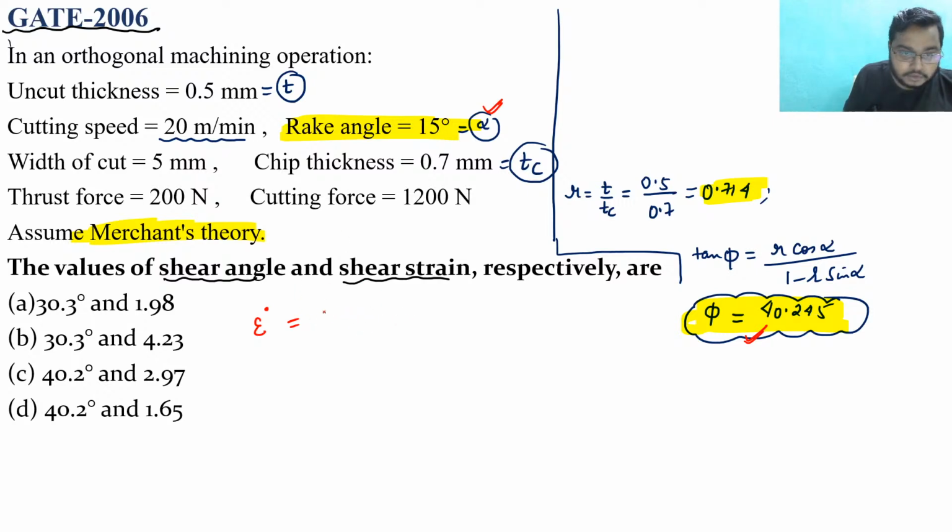Formula is cot phi plus tan phi minus alpha. Clear? So cot of phi, phi is 40.245, plus tan of phi, that is 40.245 minus alpha. Alpha is given as 15, so 1.65.